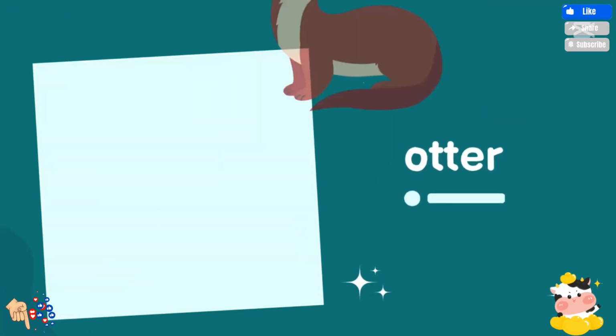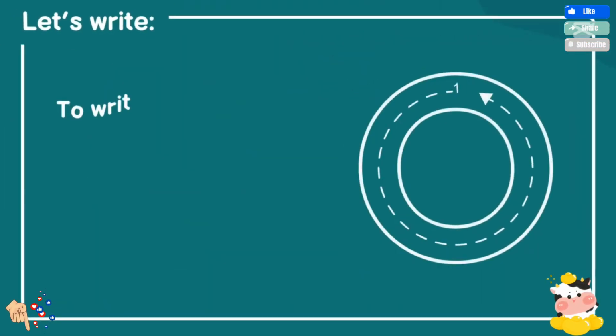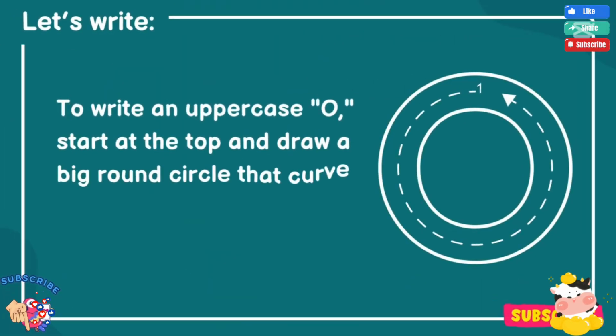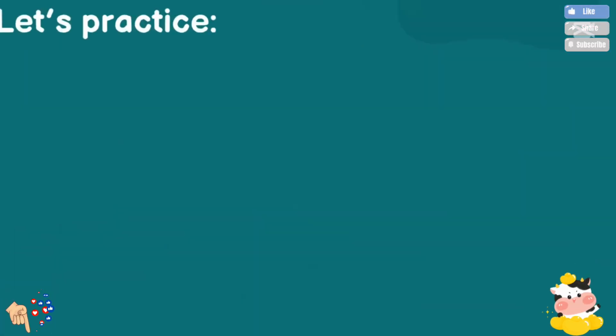The letter O spells the short O sound. To write an uppercase O, start at the top and draw a big round circle that curves all the way back to the starting point.